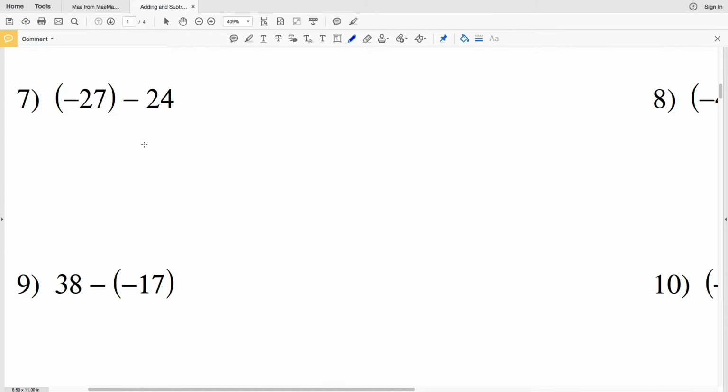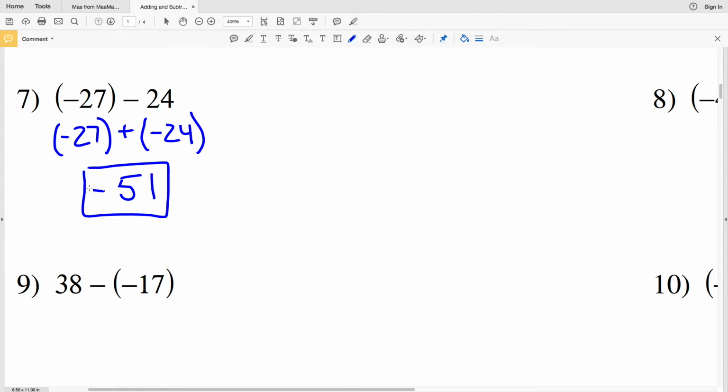Just as you can think of subtracting a negative as adding a positive, you can also think of subtracting a positive as adding a negative. So in number 7, you can rewrite this as negative 27 plus negative 24. Negative 27 plus negative 24, well, 27 plus 24 is going to be 51, so the answer is negative 51. Now, in a lot of these problems, I'm switching up the method in which I do it, just to give you different ways to add and subtract these rational numbers. So whatever you're more comfortable with, please feel free to do that.